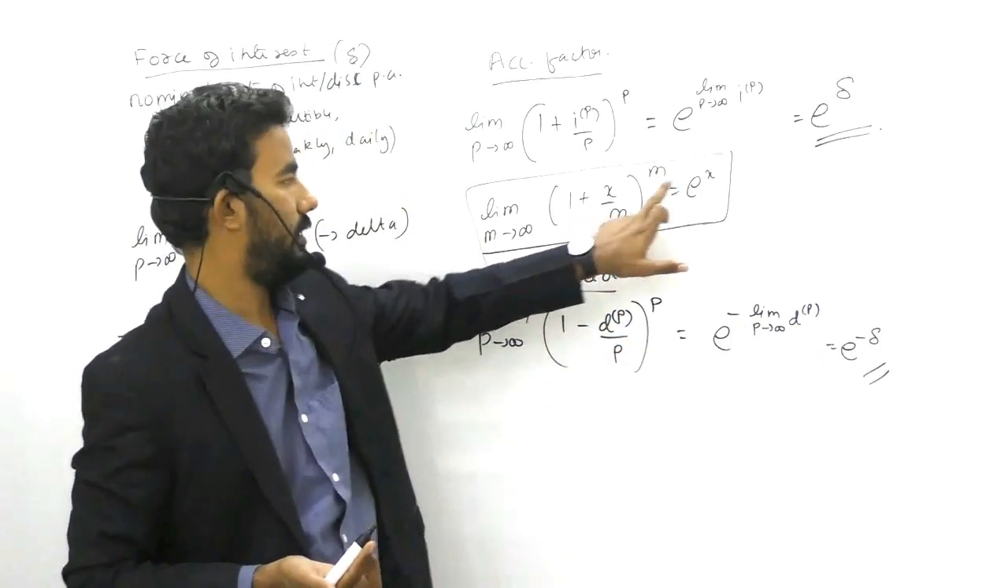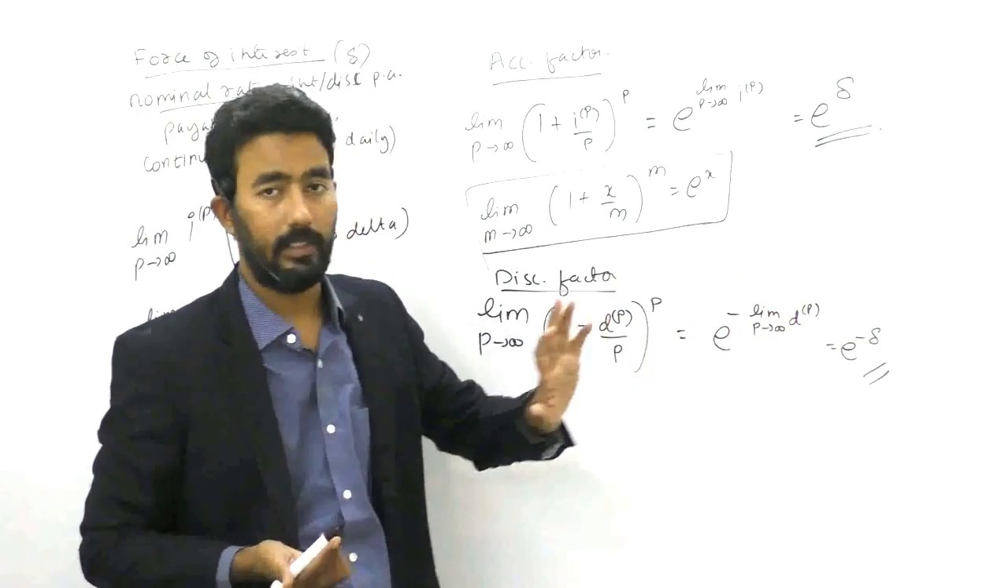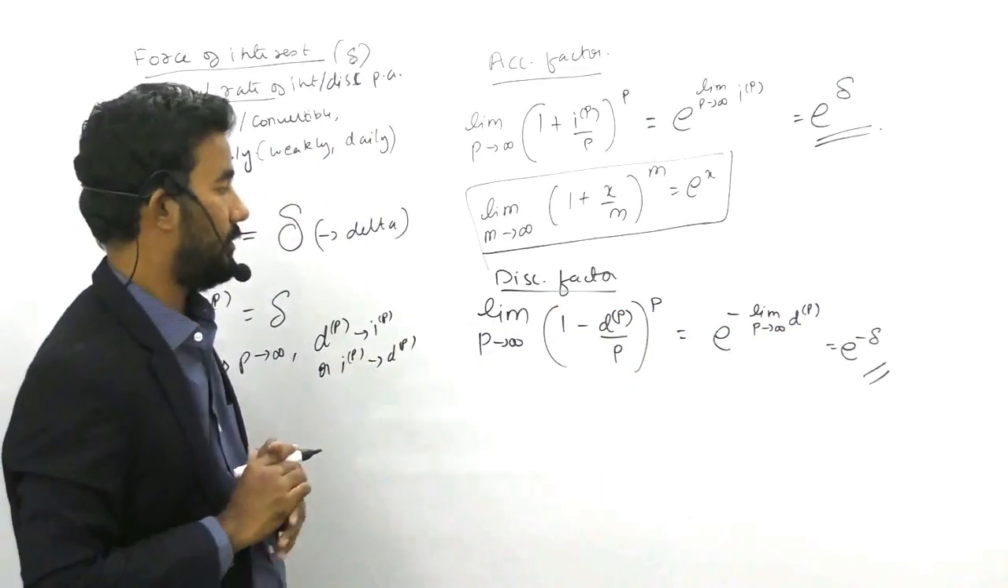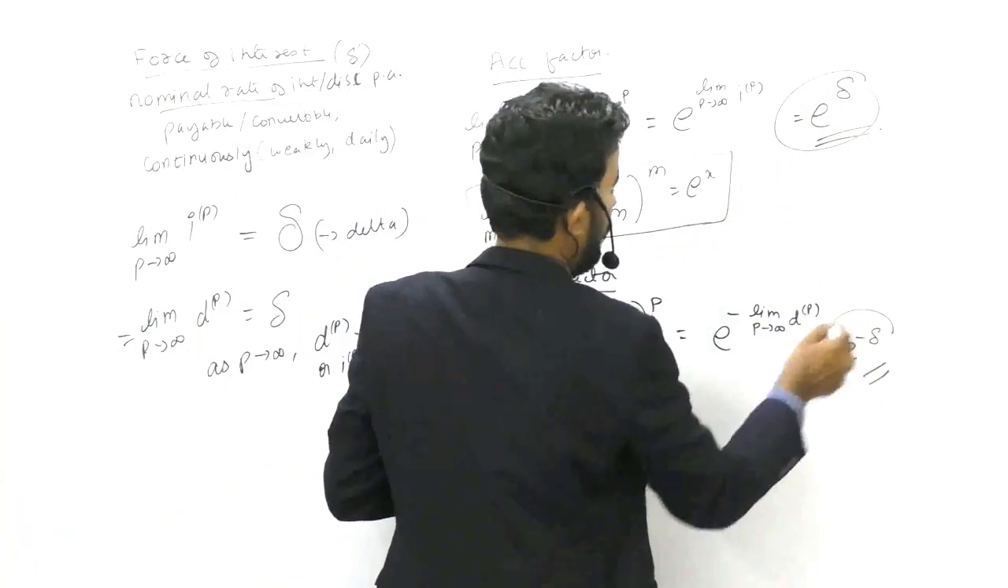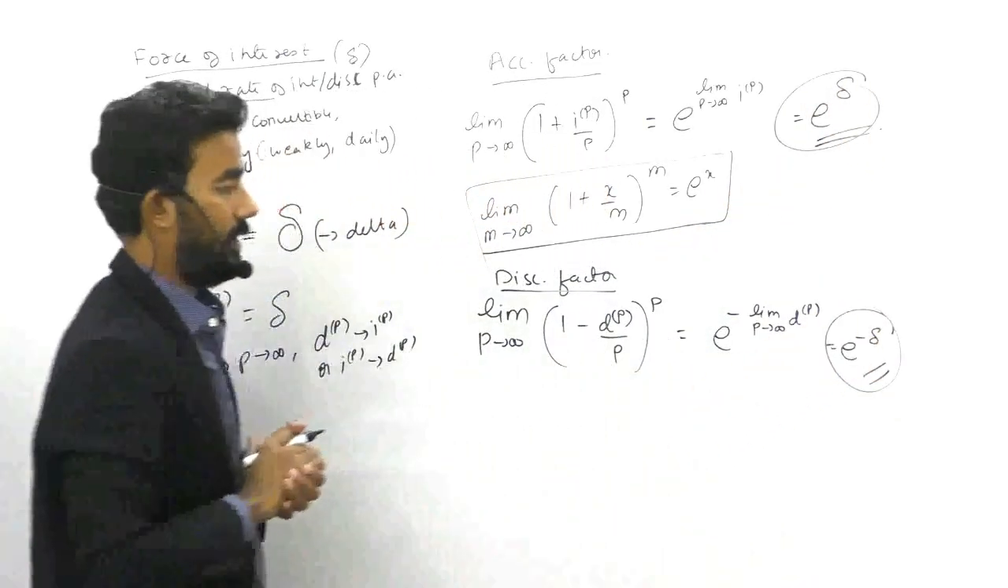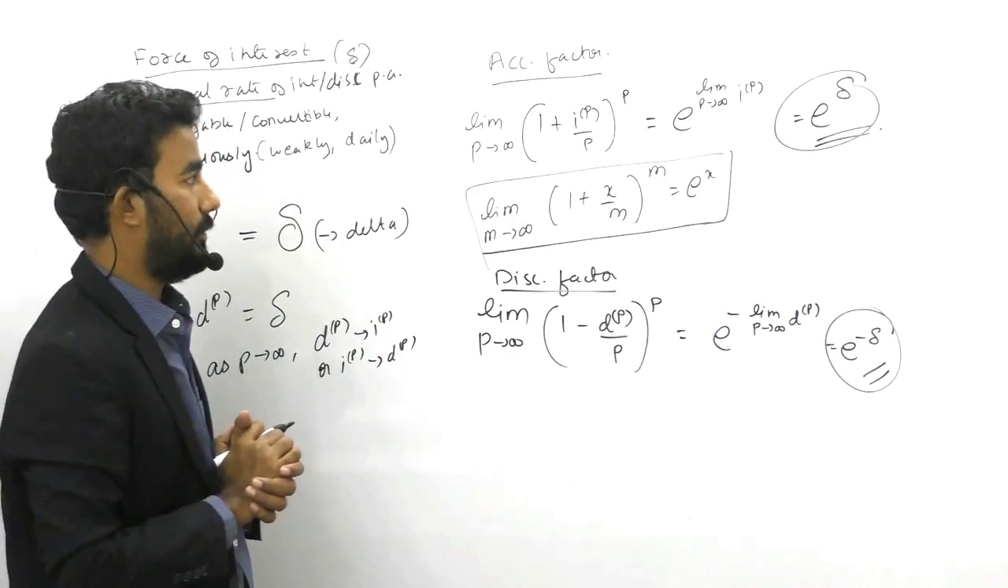This is positive x, hence here we had positive, here it is negative, so I just put a negative sign and I get negative in the power. So these are the accumulation factors and discount factor that you can use to solve questions involving force of interest. So not very difficult again, it's pretty easy.